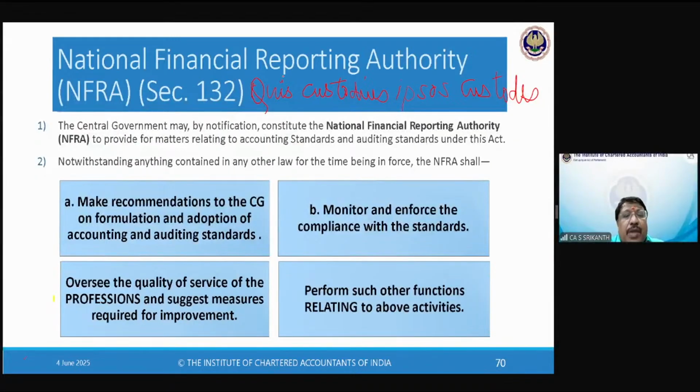So this is being monitored by the NFRA to oversee the quality of service of the professions and suggest measures required for improvement. Such a body should have only members in practice with seasoned experience, with 45 years plus experience in practice. Three or four people should be sitting in that committee. Then only it will make sense. Civil servants cannot decide on the quality of service of a 35-year or 25-year experienced professional, let alone a 10-year one.